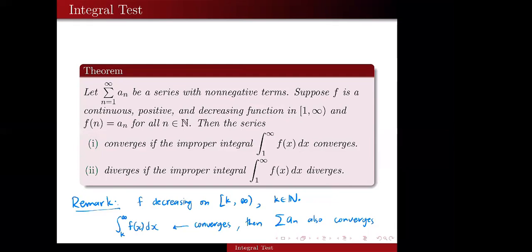And of course, if this guy here diverges, then the series also diverges. So that's the integral test.